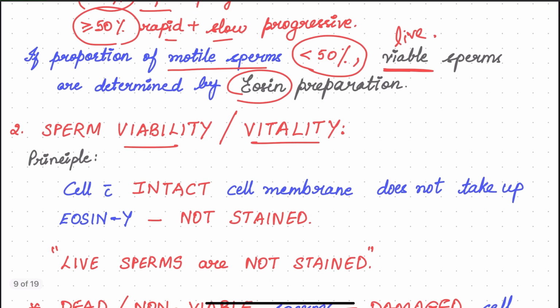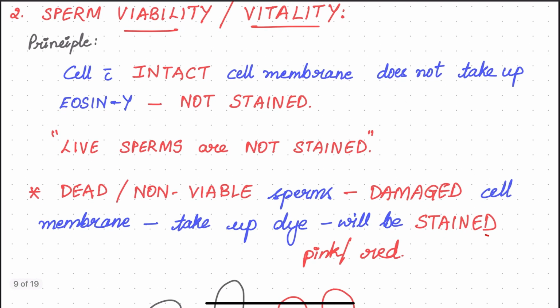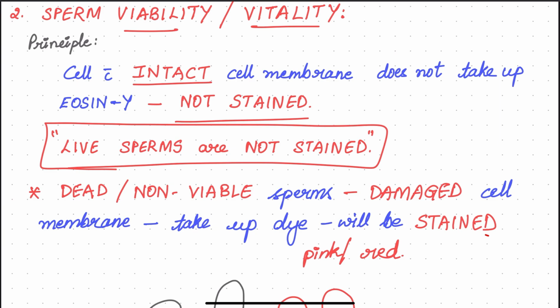The principle behind this is, for example, a live sperm. Its cell membranes are intact. Intact cell membranes do not take up the stain. So live sperms are not stained. A healthy sperm has all the membranes intact, the head, everything. If you put a dye on it, they do not take up the dye. They are not stained. They look translucent white under the microscope. Unstained sperms are live sperms.